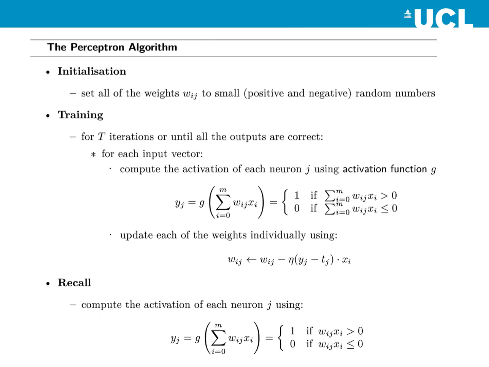The Perceptron Algorithm has 3 components. Firstly, you need to initialize your neural network. Normally, you do this with small positive and negative random numbers.